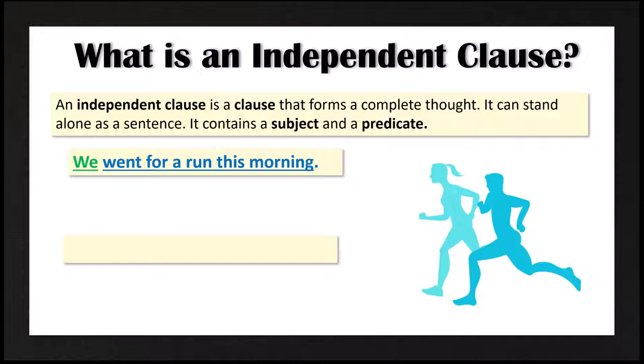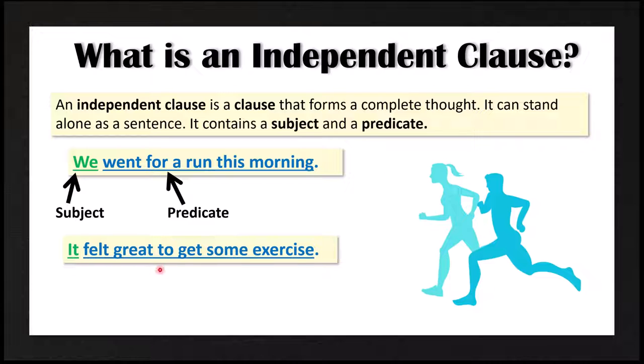For example, we went for a run this morning. This is a complete sentence. It's an independent clause. It contains a subject, we, and it also contains a predicate, went for a run this morning. A predicate contains a verb or a verb phrase. Here's another example of an independent clause. It felt great to get some exercise. Again, we have a subject, it, and we have a predicate. Felt great to get some exercise.